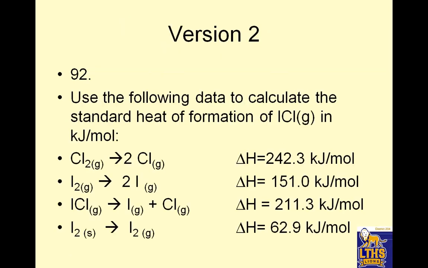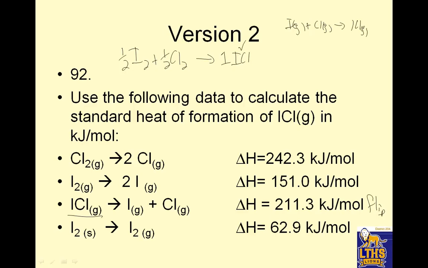Version 2. Use the following data to calculate the standard heat of formation of ICl in kilojoules per mole. So ICl is I2 plus Cl2 makes ICl. Now, the standard heat of formation means I have to make one of these. So if my goal is to make one of these, I need half of this and half of this. So that's my overall goal. What I'm going to do is try and make ICl first. So I look for ICl, and I see that I have to flip this. And that will give me I gas plus Cl gas yields ICl gas. So I've got this part done.